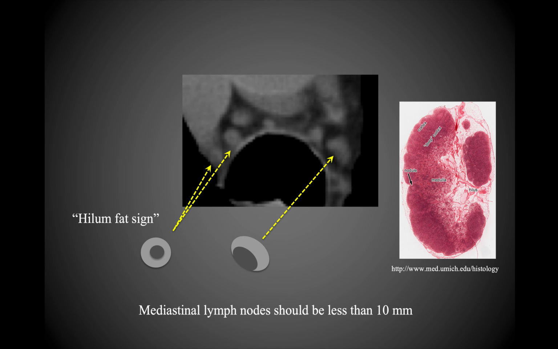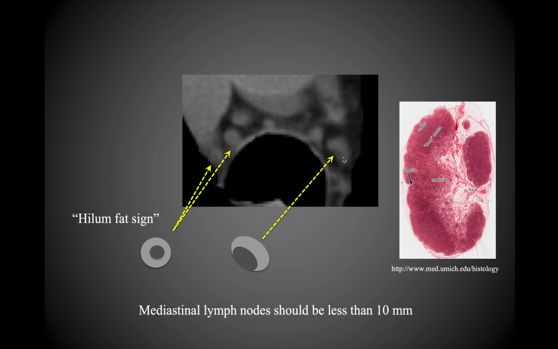So with lymph nodes, something to understand with CT scans, and to a lesser extent on MRI, is that you'll see what's called the hilum fat sign. This occurs because of the hilum. If you look over here on the right-hand side, this is a histologic view of a lymph node. You'll notice that in the hilum, you have this fatty infiltrate that is normal and is normally located within a lymph node. And so obviously that's not going to look quite as dense as the rest of the lymph node.